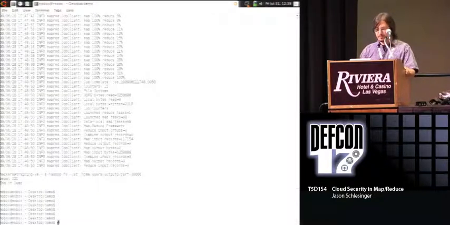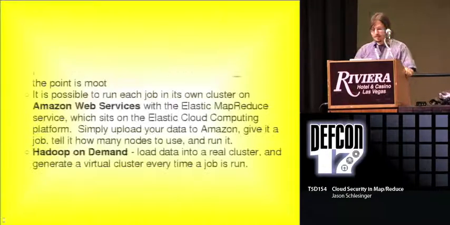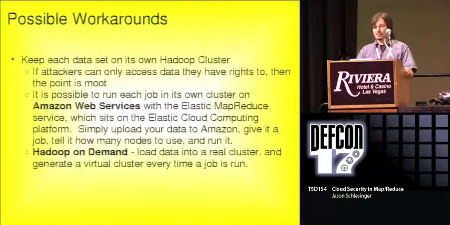Now, some possible workarounds for this is that you can keep each data set on its own Hadoop cluster. If the attacker doesn't have any access to data they shouldn't have access to, the point is moot. It's also possible to run each job on its own cluster using Amazon Web Services. And with Elastic MapReduce, it's even easier. All you need to do is just upload your data, send it the job that you want, tell it how many nodes you want to run, and then just pay for the time.